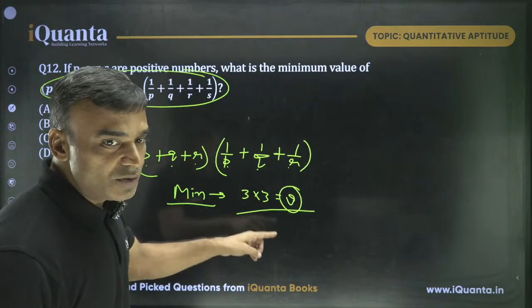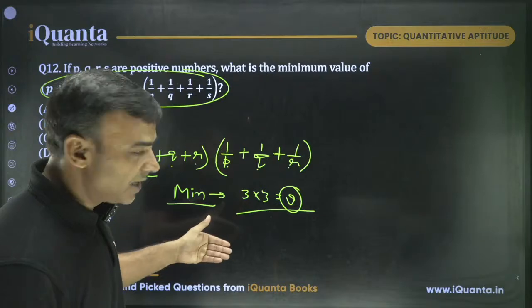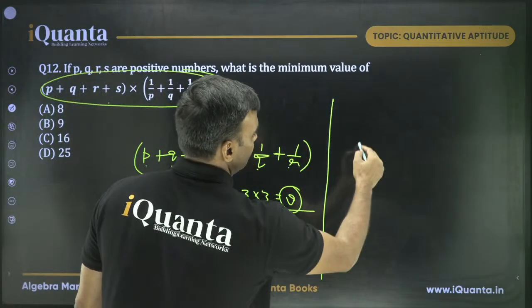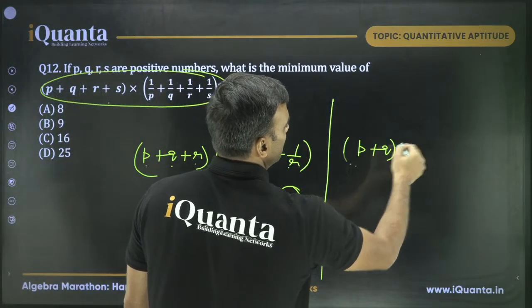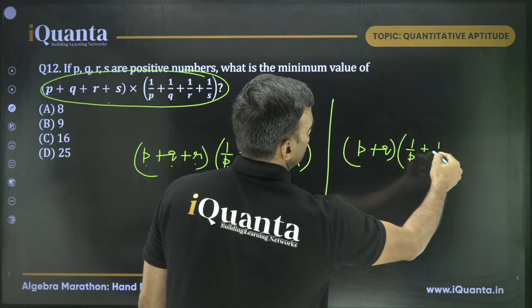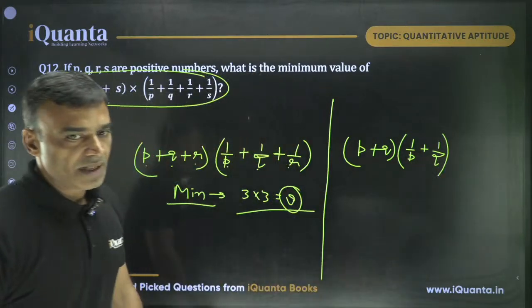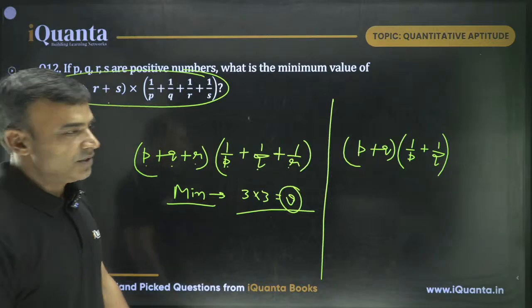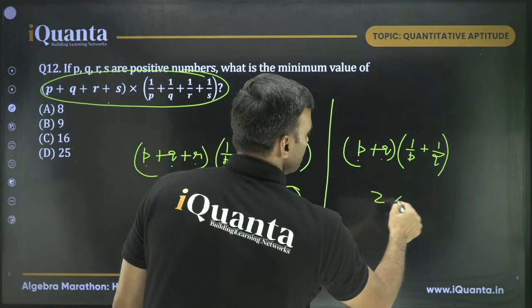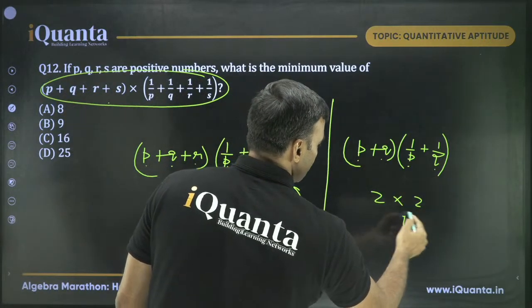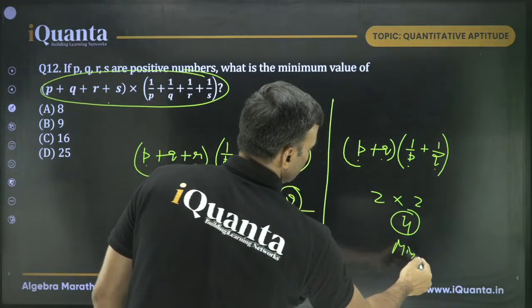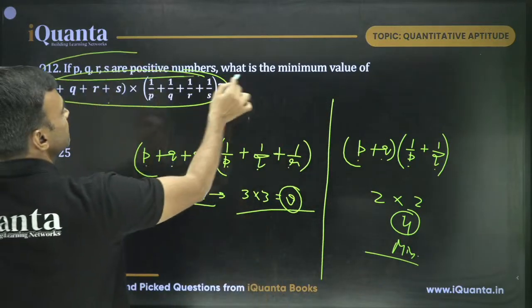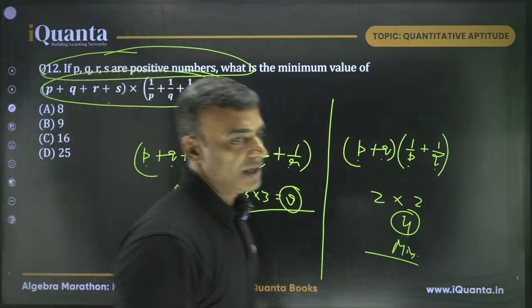Here we don't need to check because now I already know. इस तरह का, दूसरा एक question ऐसा हो सकता है, if it is just 2 variables, p plus q into 1 by p plus 1 by q, and so on and so forth. तो इसके लिए हो जाएगा 1, 1, 2, 1, 1, 2, that is 4. And this 4 is the minimum value. हाँ, ये कंडीशन वही होना चाहिए, क्वेश्चन में ये कंडीशन दिया होना चाहिए, that they are positive numbers.